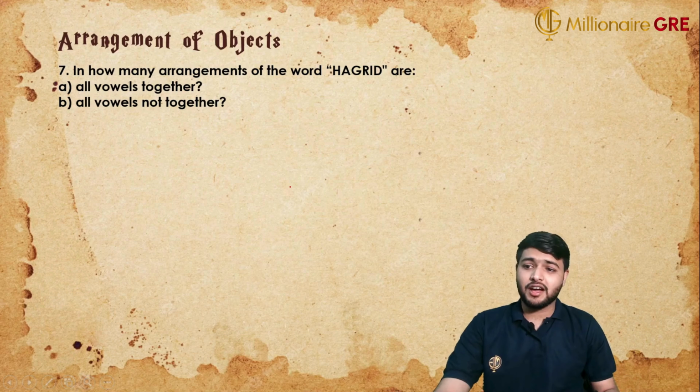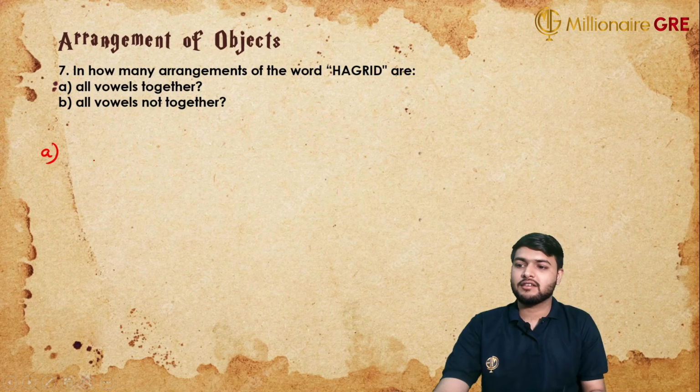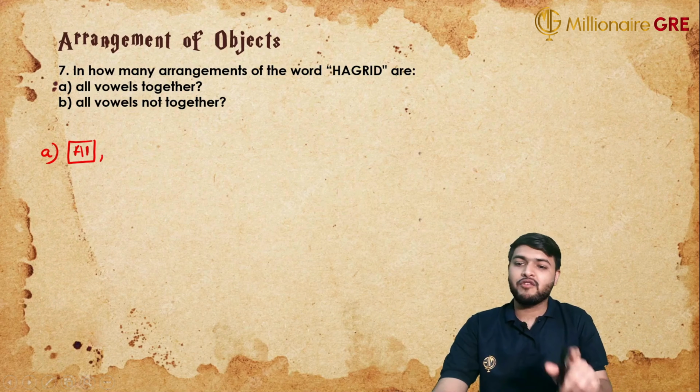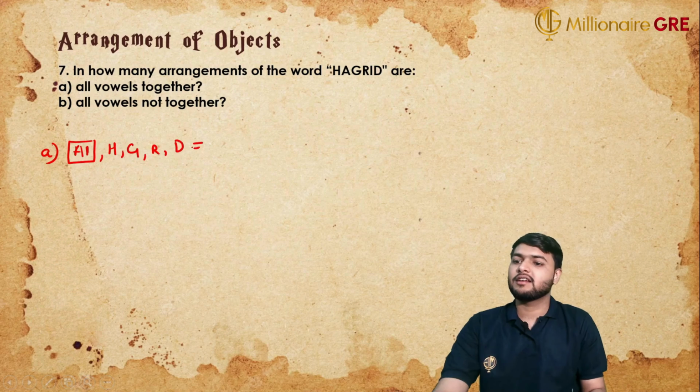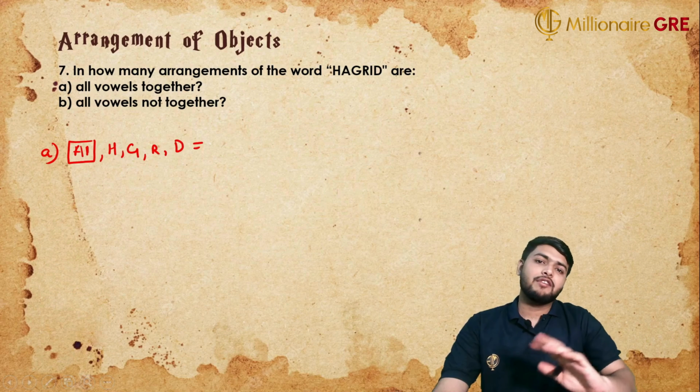In this question we are asked, in how many arrangements of the word Hagrid are all vowels together? So let's write the vowels together, A and I, and let's take A and I as one object. If A and I form one object, there are 4 other objects, H, G, R, D. In total, we have 5 different objects.